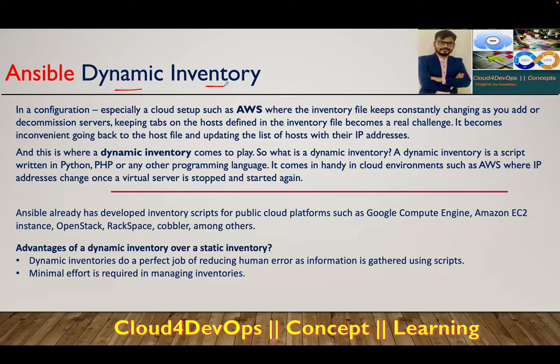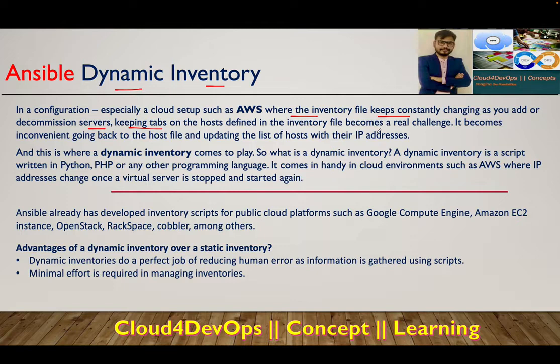So in this configuration, especially a cloud setup such as AWS, where the inventory file keeps constantly changing as you add or decommission servers, keeping track of the hosts defined in the inventory file becomes a real challenge. Again, I have 1,000 servers. Every month, let's say, I'm deprecating a server because there is no use of that server. So I have to remove that server from my inventory file, and I have to add the server which I'm provisioning. That makes for a more challenging job. And that's where dynamic inventory becomes more convenient for us to perform operations with the help of Ansible.